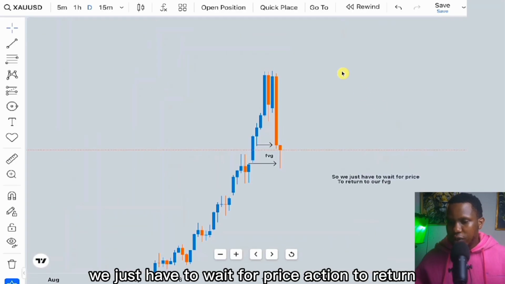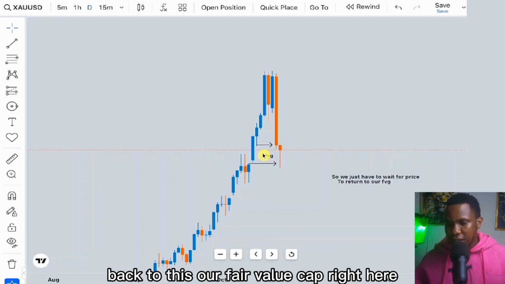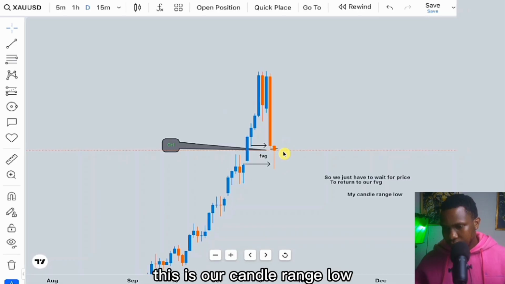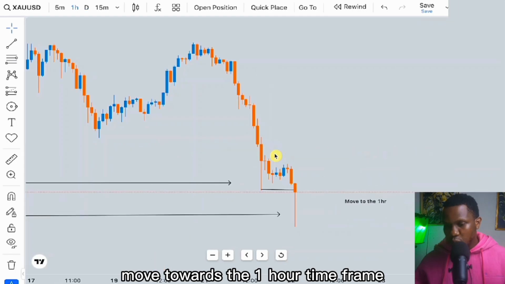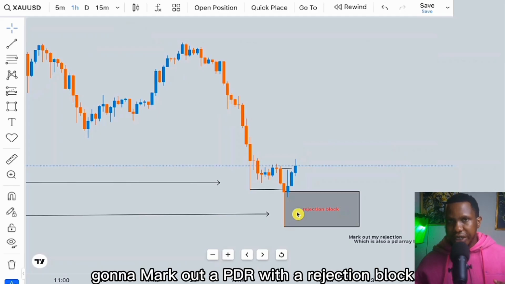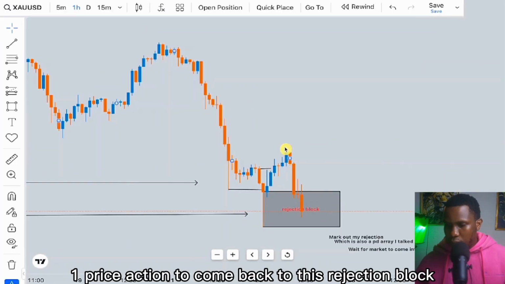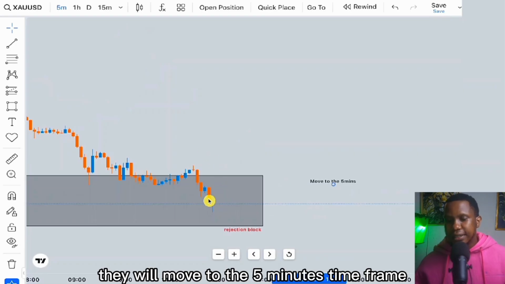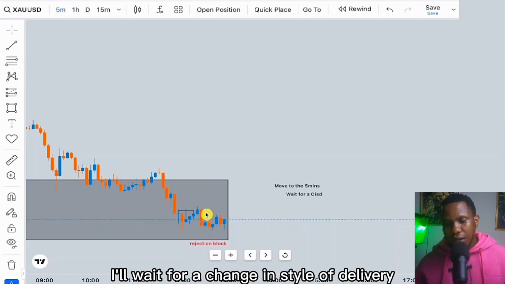We just have to wait for price action to return back to this fair value gap right here. This is our candle range low. Can you see when it was swept, we move towards the 1 hour time frame and wait for a change in state of delivery. I'm going to mark out a PDRA with a rejection block. I want price action to come back to this rejection block. Then we'll move to the 5 minutes time frame and wait for a change in state of delivery.